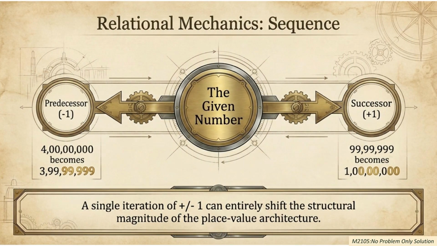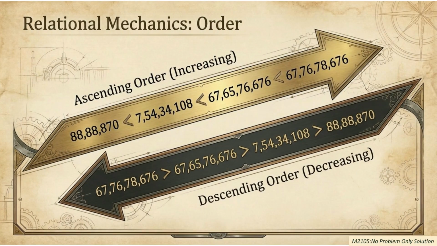The relational mechanics of the system show that even a small change, like adding or subtracting one, can fundamentally shift the magnitude across the entire place value architecture. Order is central to these mechanics, allowing us to easily arrange sequences of large numbers in either ascending or descending order by comparing their positional values.